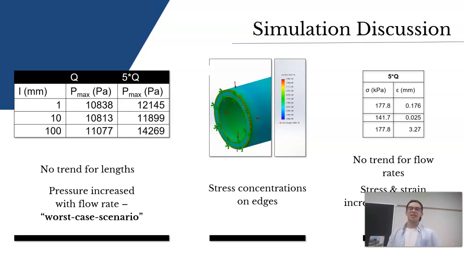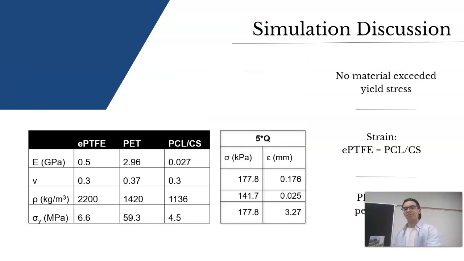For stress and strain, the distribution occurred along the edges of the artery, which did align with stress concentration. And lastly, those stress and strain values specifically did not exhibit a trend for changing flow rates, but you can see that they increased with length. Comparing the materials, however, did more so correlate with their mechanical properties that I previously inputted.